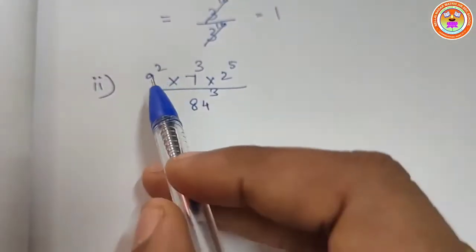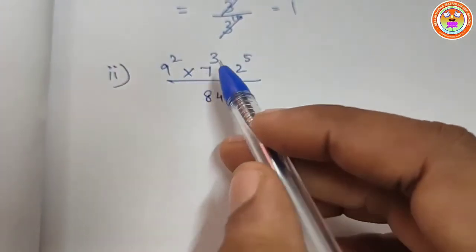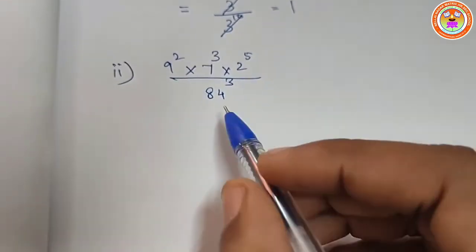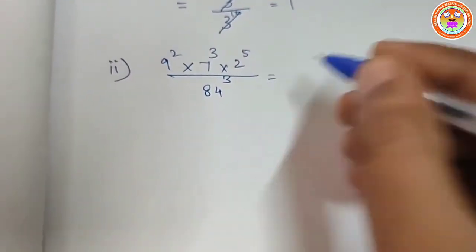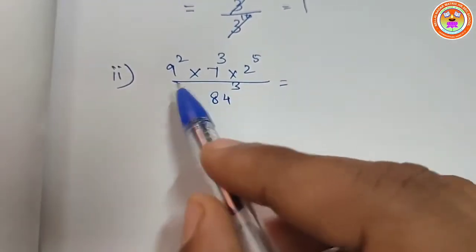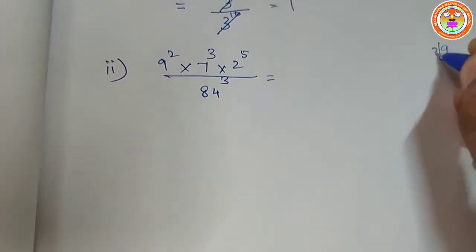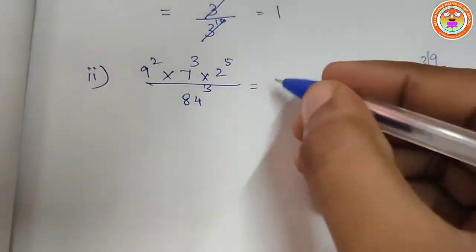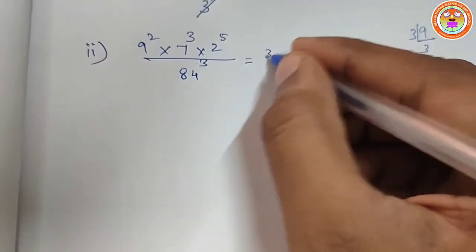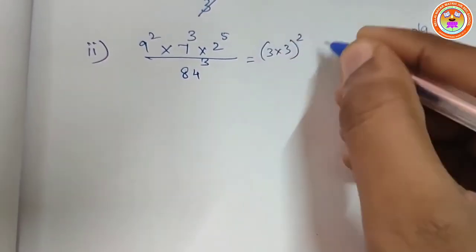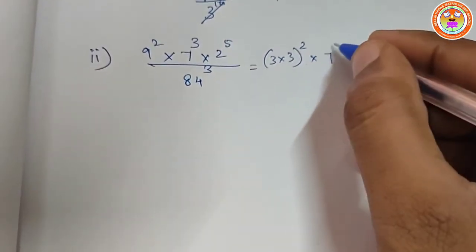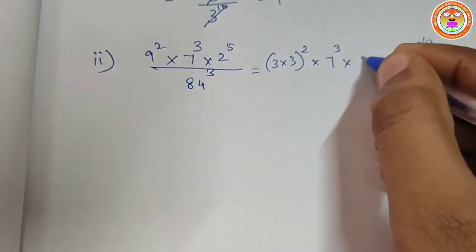So the second subdivision, 9 power 2 into 7 power 3 into 2 power 5 by 84 power 3. As I said earlier, other than the prime numbers, you have to find the prime factorization for 9, 3 into 3. So this 9 you can write it as 3 into 3 the whole power 2 into 7 power 3 into 2 power 5.